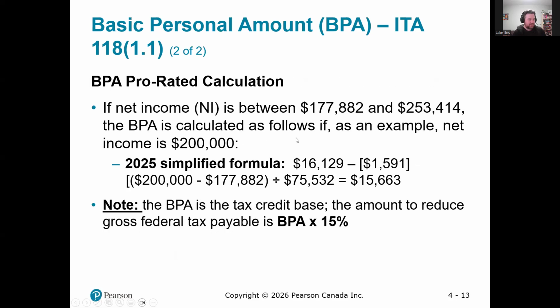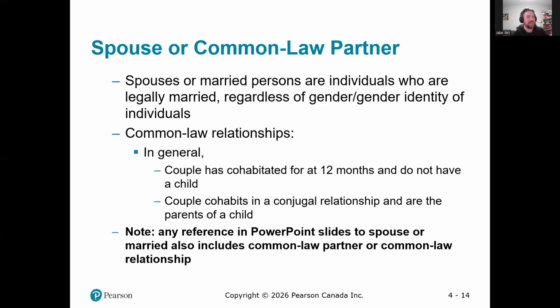There's the prorated calculation. You find the percentage of how far you are through the bracket and divide by the total range of that bracket. That will tell you by how much you reduce the basic personal amount. That's my one sentence summary of it. Again, I don't want to go too far into the calculation because I don't think we throw it at you. So let's focus on spouse or common law partners.